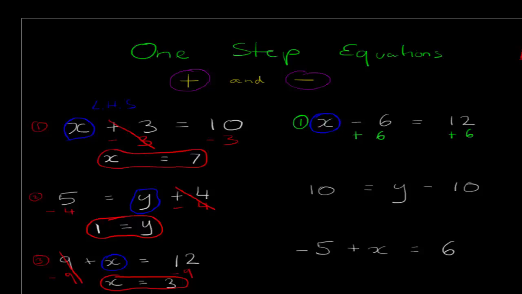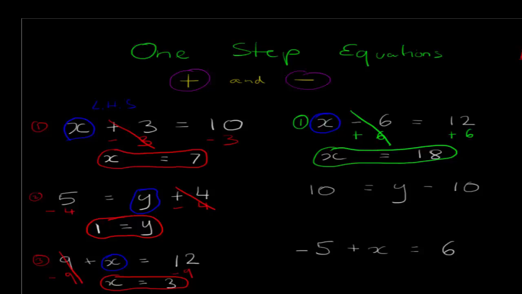Now remember, negative 6 plus 6 is 0, just like over here, negative 3 plus 3 is equal to 0. So that means that cancels out. And we're left with, on the left hand side, just x. And on the right hand side, we're left with 12 plus 6 is 18. And that would be your answer. Right, so it works exactly the same way as with the plus, except in this case we start with minus, but do plus to both sides.